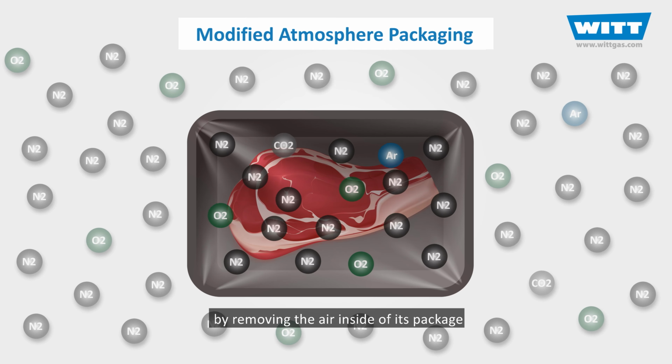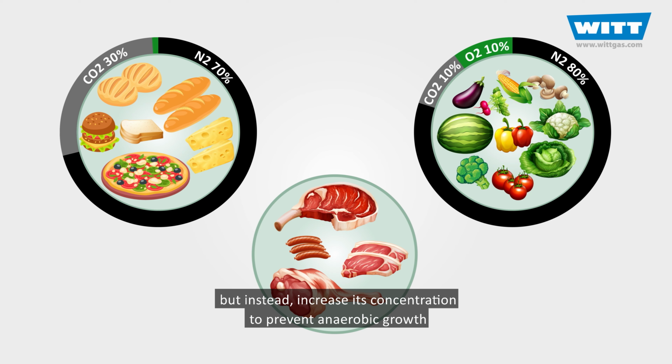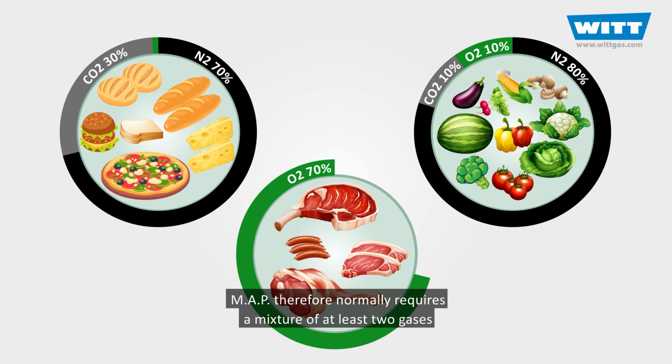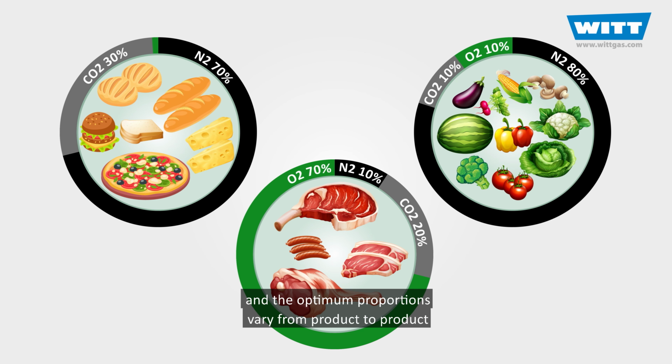In most cases, MAP is aimed at eliminating or reducing oxygen inside the packaging and replacing it with a mixture of carbon dioxide and nitrogen. Of course, in special cases, such as packing red meat and fresh produce, the opposite is correct. We do not eliminate the oxygen, but instead increase its concentration to prevent anaerobic growth. MAP therefore normally requires a mixture of at least two gases, and the optimum proportions vary from product to product.